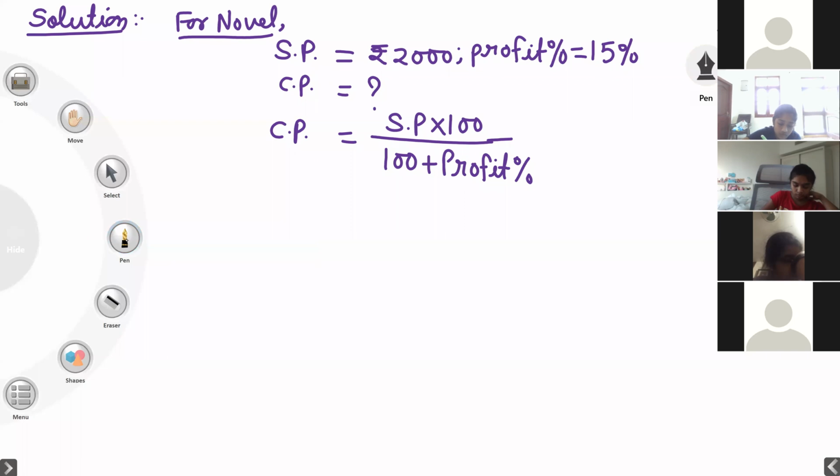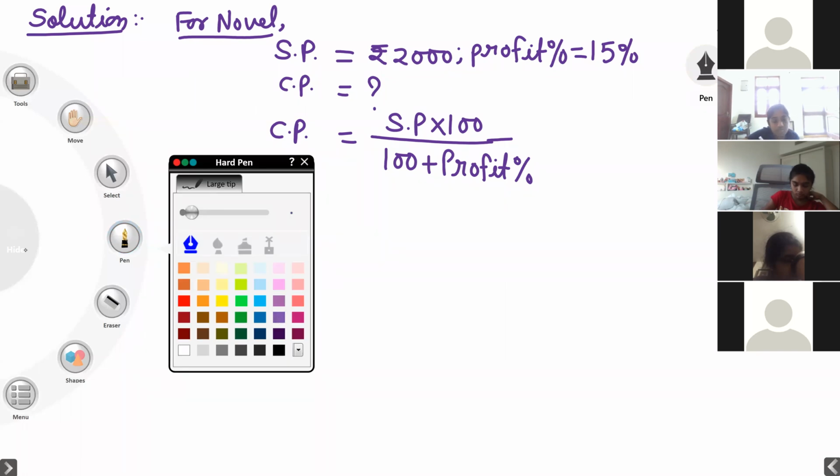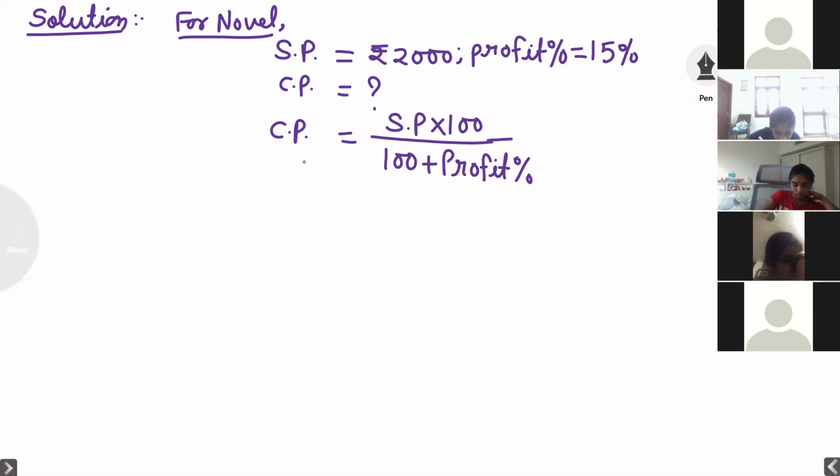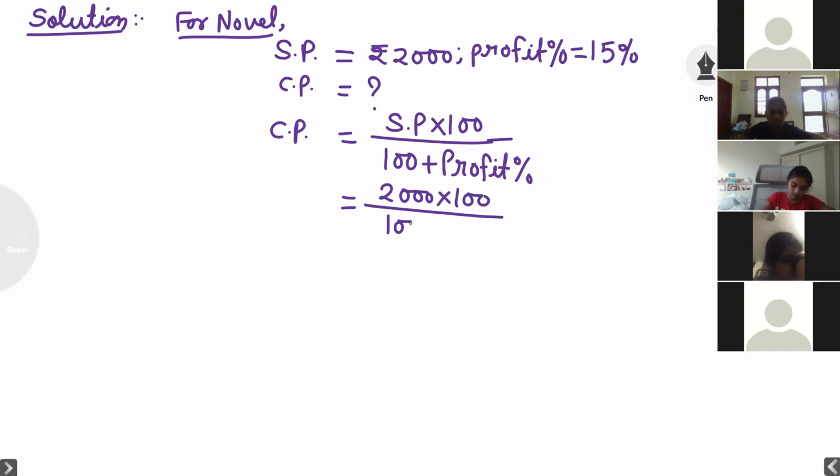Now I want to substitute the values here. SP is 2000 rupees. 2000 into 100 divided by 100 plus 15. It will become 2000 into 100 divided by 115.